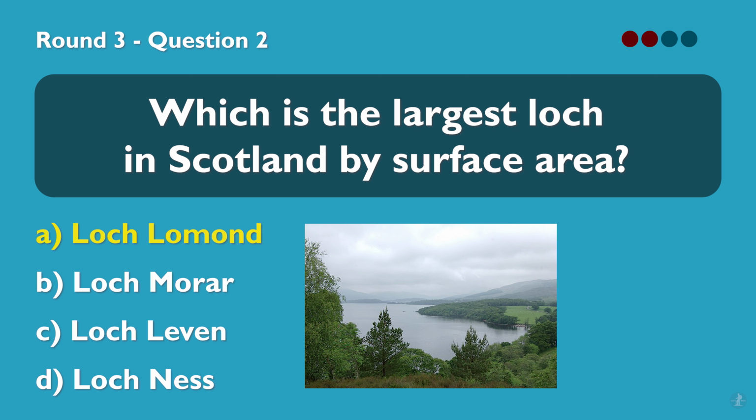Located to the northwest of Glasgow, Loch Lomond is by far Scotland's largest loch, and it's even the largest body of water in Great Britain, measuring more than 27.5 square miles in size, which is just a bit larger than the island of Manhattan in New York City.